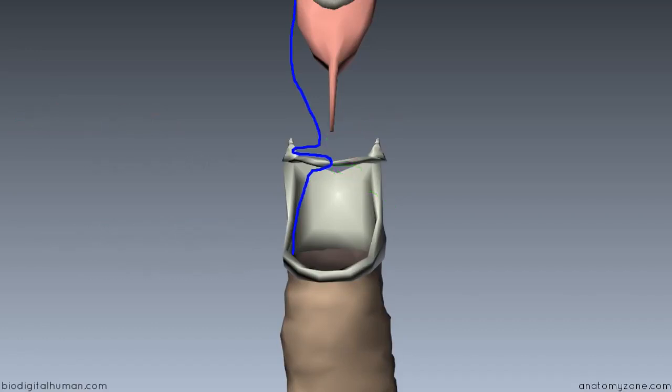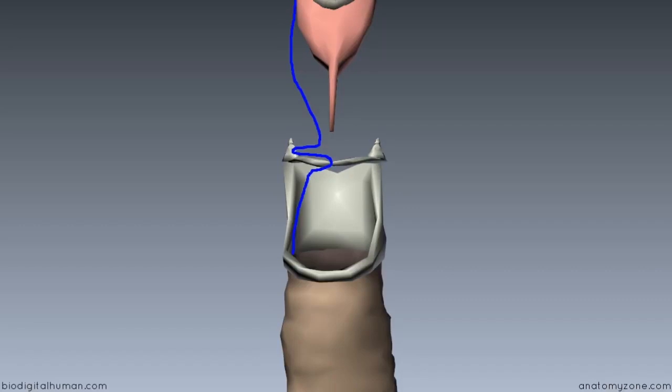Okay, so that was the ligaments of the larynx. You've got the extrinsic ligaments which attach the larynx to other structures, so the trachea and the hyoid bone, and they're quite straightforward. And then you've got the intrinsic ligaments which attach the cartilages of the larynx to each other. So you've got the quadrangular membrane and you've got the cricothyroid membrane.